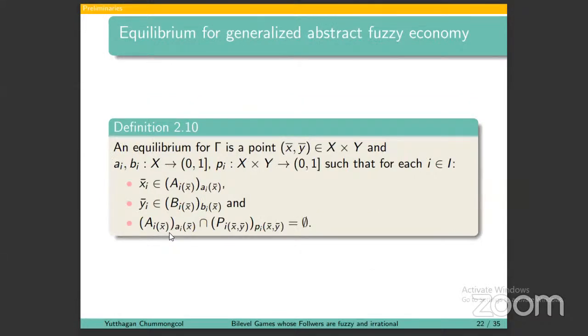Definition 2.6 talks about equilibrium for a generalized abstract fuzzy economy. It is a point x bar and points (x bar, y bar) belonging to the set X times Y, and A and B are mappings from X into [0,1], and Pi is a mapping from X times Y into [0,1], such that for each i belonging to I the following three properties hold. If we have these three properties, we call it an equilibrium for the generalized abstract fuzzy economy.